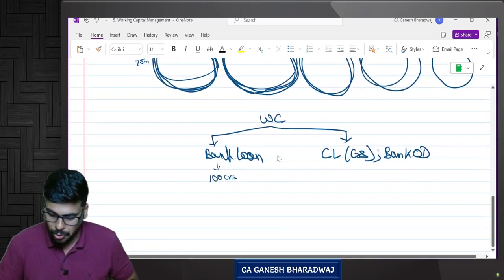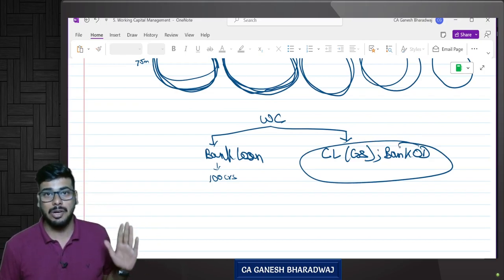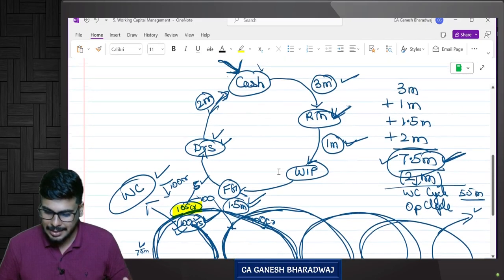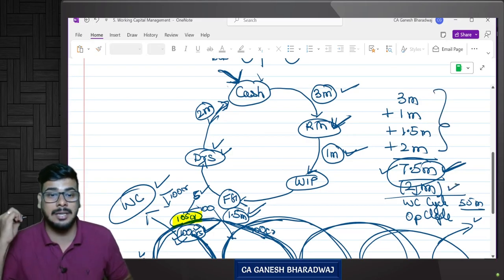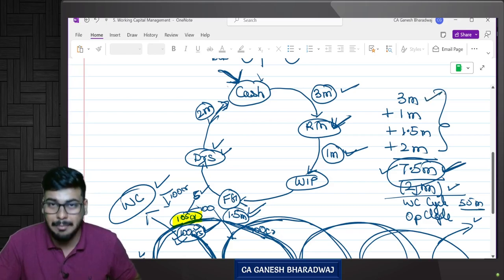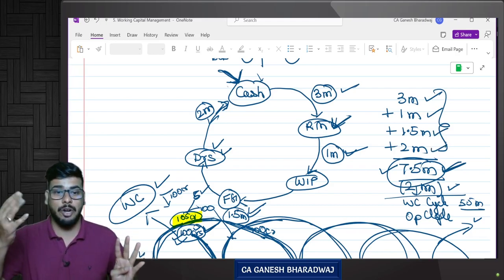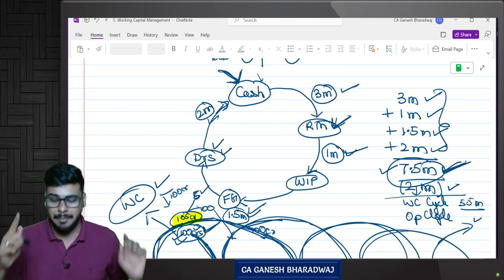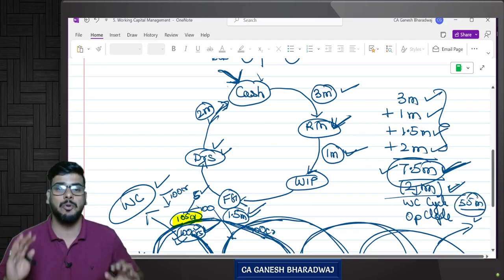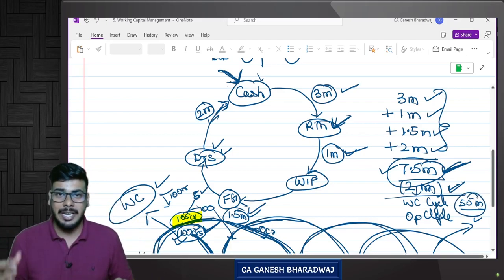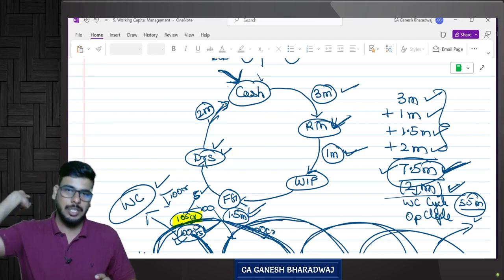Or in other words, trade creditors are also an indirect source of financing. Are you clear with this? So that is the reason why working capital is generally called current assets minus current liabilities. Current assets, we saw here: 3 months for raw material, 1 month for WIP, 1.5 months for FG, all these are inventories, and 2 months for debtors, correct? Gross working capital is 7.5 months, less the creditors' credit period of 2 months. So net off, the net 5.5 months is going to be my working capital cycle. So technically, the period that I take to convert cash into cash is called the working capital cycle.